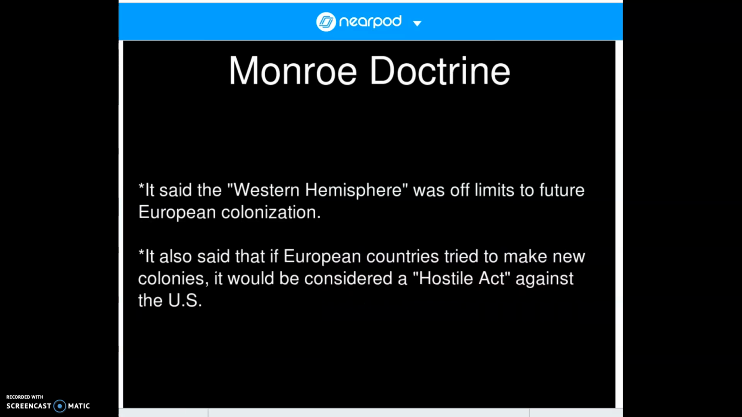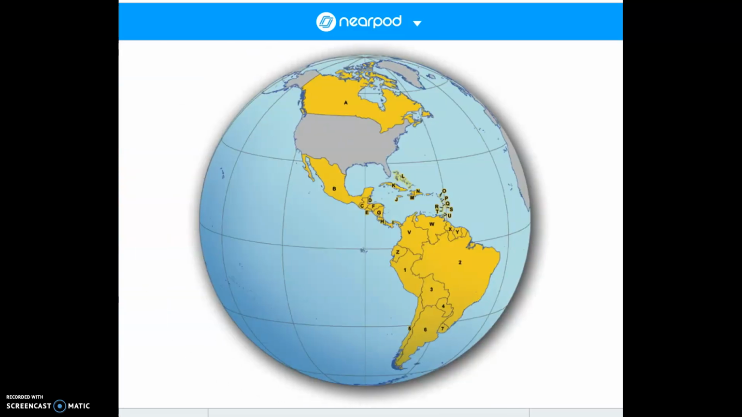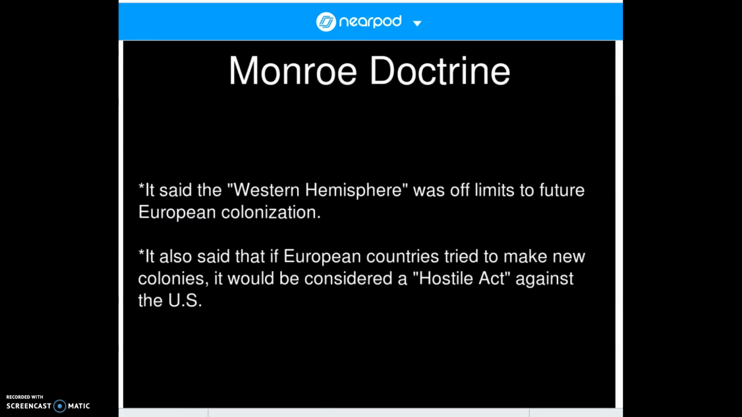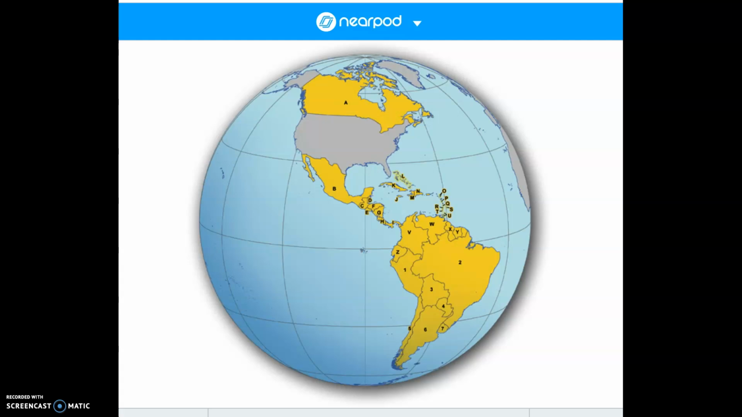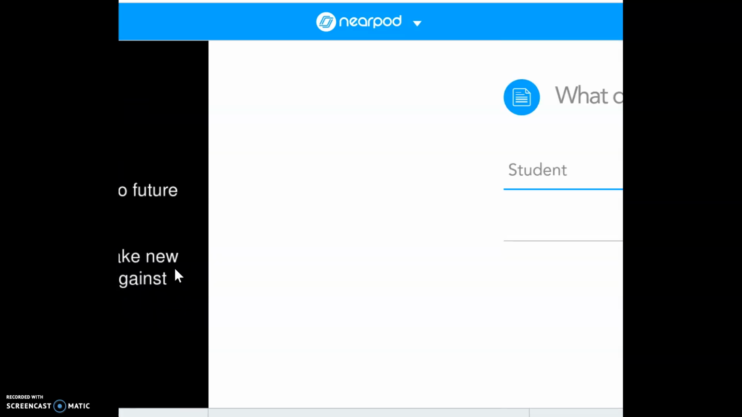So James Monroe becomes president, and the thing that he might be known for the most is something called the Monroe Doctrine. And the Monroe Doctrine said several things. Number one, the United States basically said to the rest of the world that the Western Hemisphere, this area right here, was no longer available for European countries to create new colonies. And that was a big deal because the European countries were still trying to settle these areas. It also said that if European countries tried to make new colonies, the United States would consider that a hostile act against our country. A hostile act is basically like an act of war. So if any European countries tried to come over and make new colonies in any of these areas, not just the United States, but all of the Western Hemisphere, we would consider that an act of war against us.